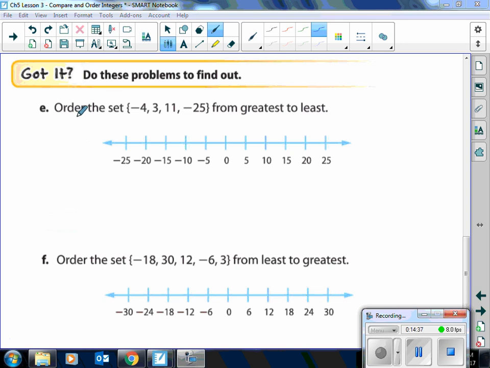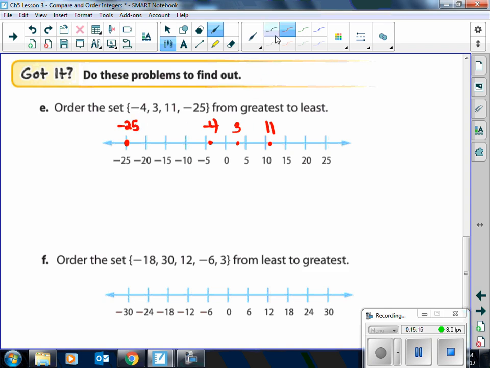So here we're going to order the set -4, 3, 11, and -25 from greatest to least. So here is the number line, okay? So let's put the numbers on the number line for this one, and then we'll use method 2 for the next one. So here we've got -4, which is about right there. Then we've got +3, that right there. Then we've got 11 right there, and negative 25 way out there.